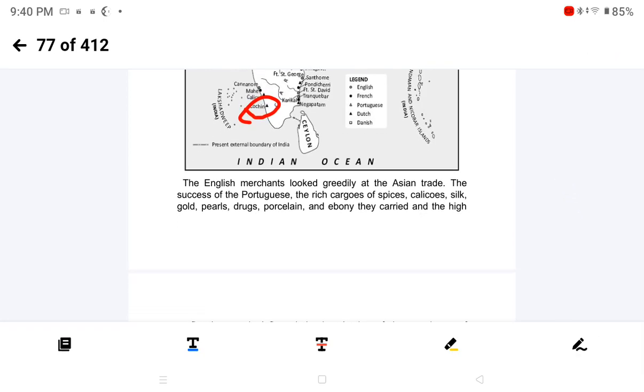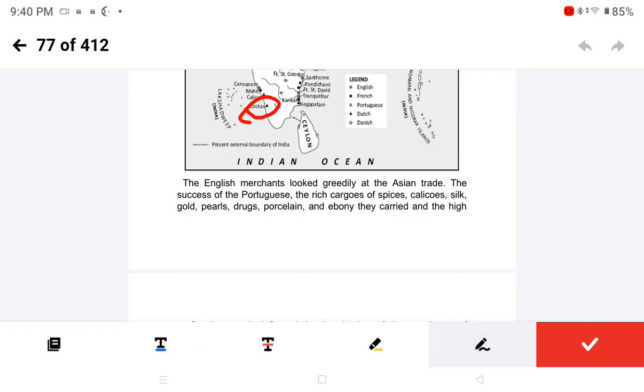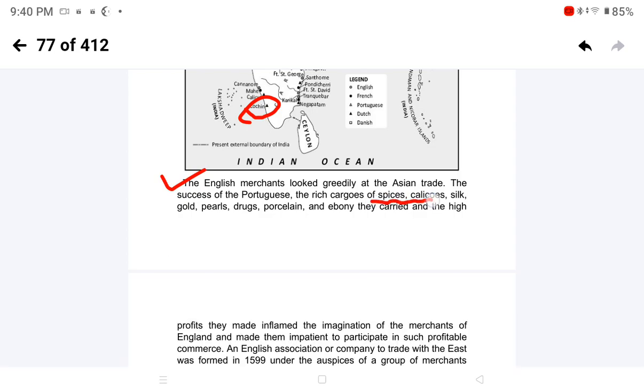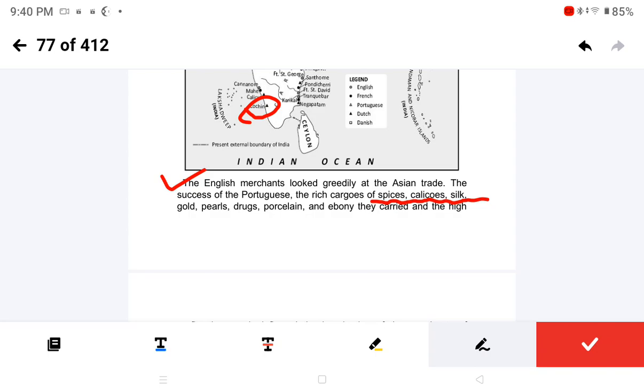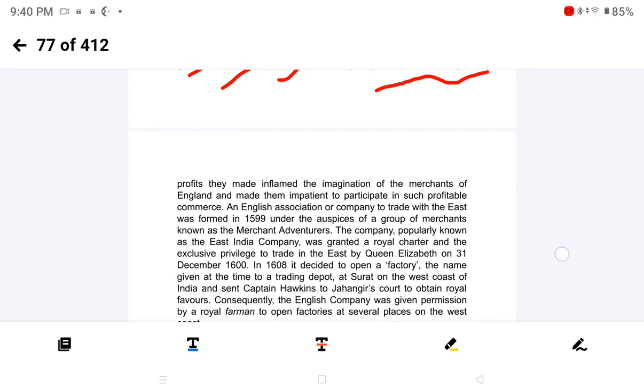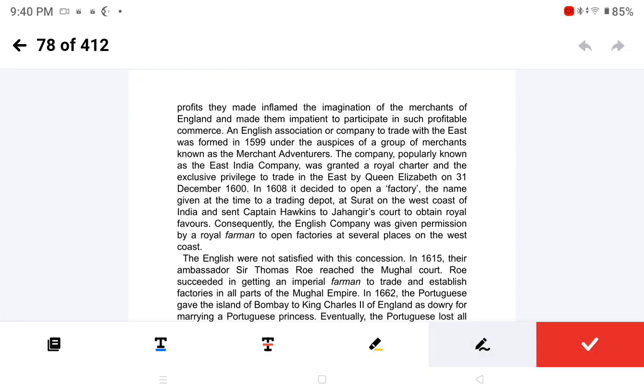The English merchants looked greedily at the Asian trade. Now time for the English East India Company. The success of the Portuguese, the rich cargoes of spices, calicoes, silk, gold, pearls, drugs, porcelain, and ebony they carried, and the high profit they made inflamed the imagination of the merchants of England and made them impatient to participate in such profitable commerce.